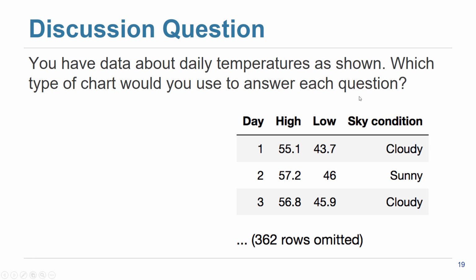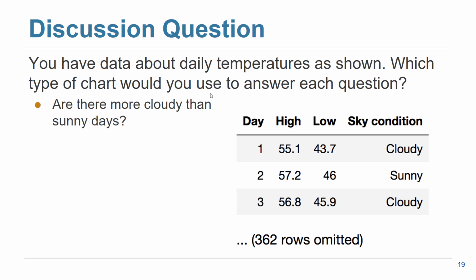Now the question is, which type of chart would you use to answer each of the following questions? The first question is, are there more cloudy than sunny days? So which type of chart can help me answer this question? Bar chart. Why is that? Because we need a categorical chart to get the number of days that it's cloudy. So the variable of concern here is categorical or numerical? Categorical, which is the sky condition, right?